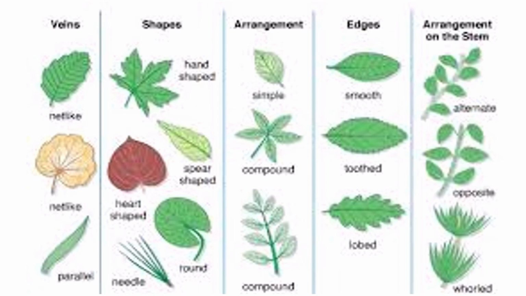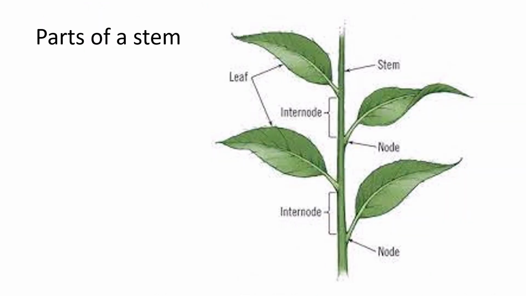In this, we go on to details about the leaf. Then we look at veins, the different types of veins. Then we look at the shapes, then the arrangement of the leaf. Then we look at the edges, and then we look at the arrangement of the leaves on the stem. The next is to look at the parts of a stem. So here we look into all the different parts of a stem.